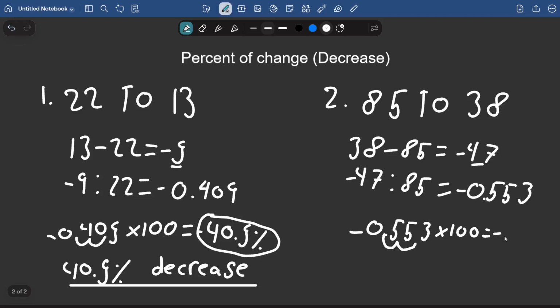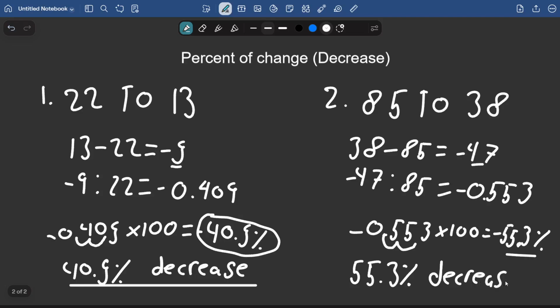minus 55.3%. So this will be your answer, or you can write it like this one: 55.3% decrease.